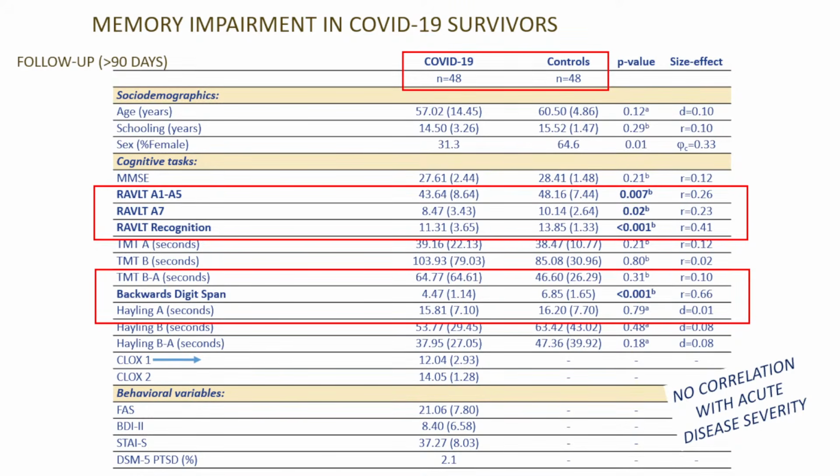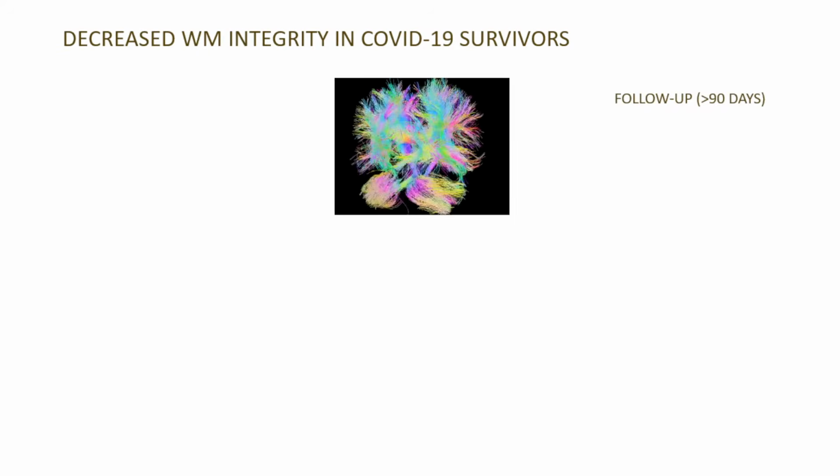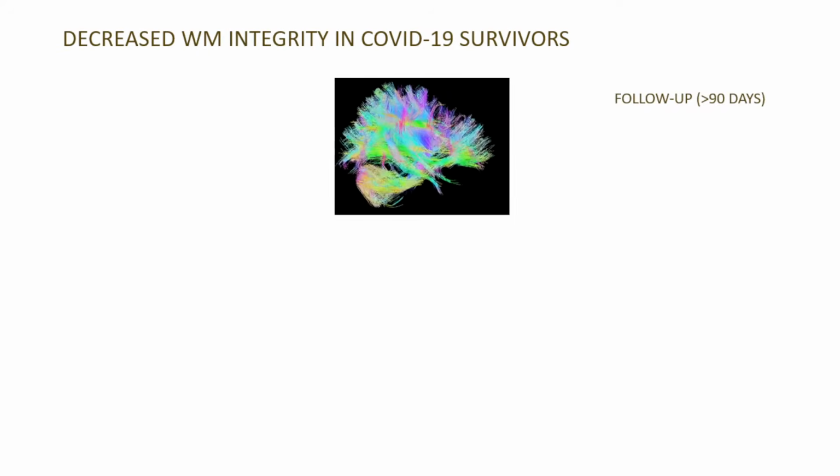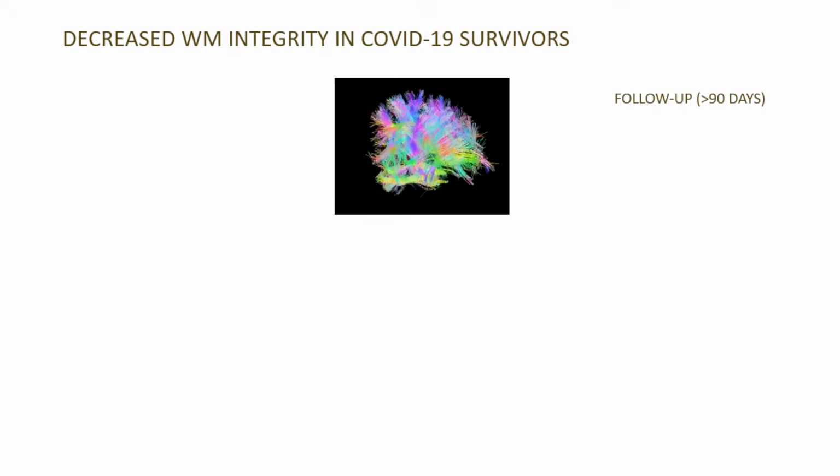So the first thing that we thought: maybe more or less 50% of the patients had memory and executive dysfunction, and the first hypothesis was that they were probably the more severe patients in the acute phase. But we didn't see that. There was no correlation with the acute disease severity in those patients. Then we quantified the change in the diffusion microstructure of those patients.